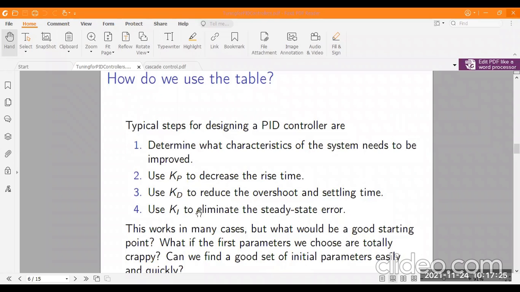And next, use the integral part, Ki. It is used to eliminate the steady state error.